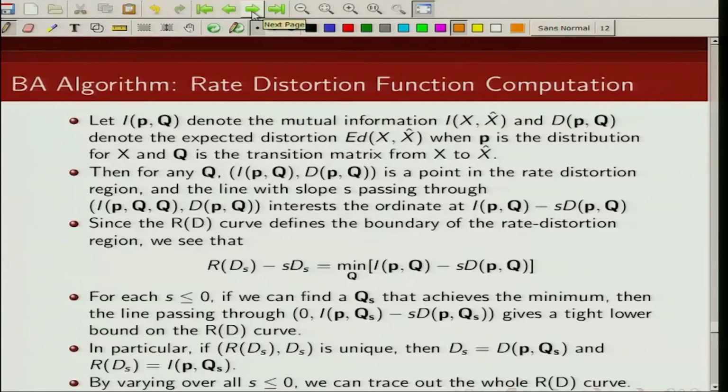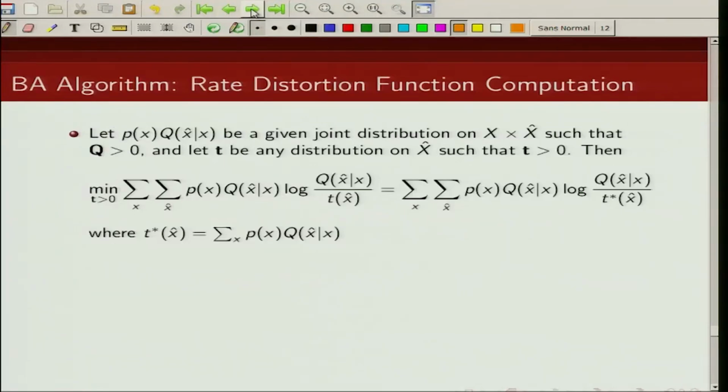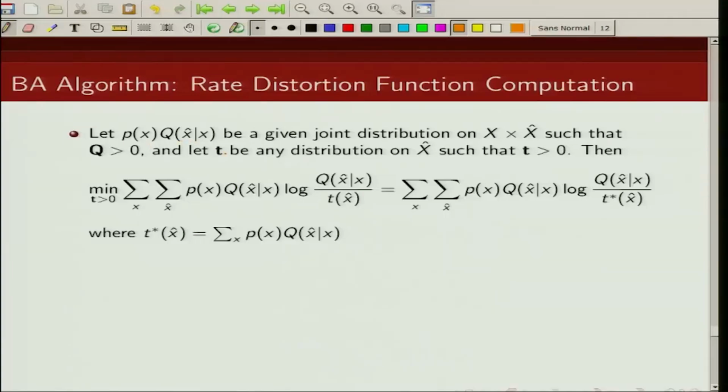Okay. Now let us talk about an iterative way to compute the same. Without proving, I am just stating the lemma that I am going to use. The proof of this lemma is on similar lines as the proof that we did for the lemma for computation of channel capacity. So let P of x, Q of x hat given x be the joint distribution on x and x hat such that Q is strictly positive, and T is a distribution on x hat such that T is also strictly positive.